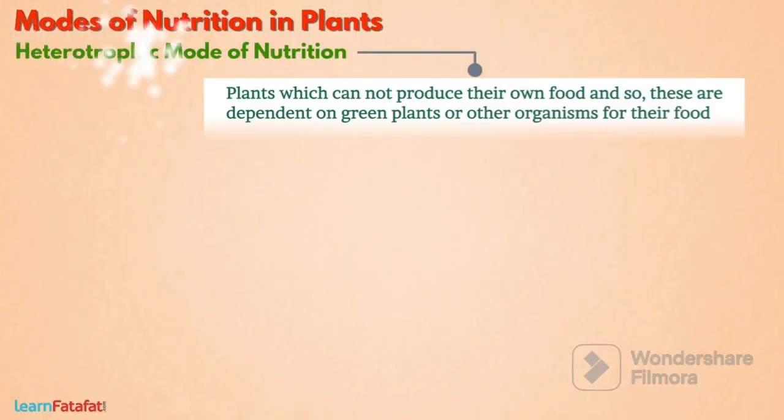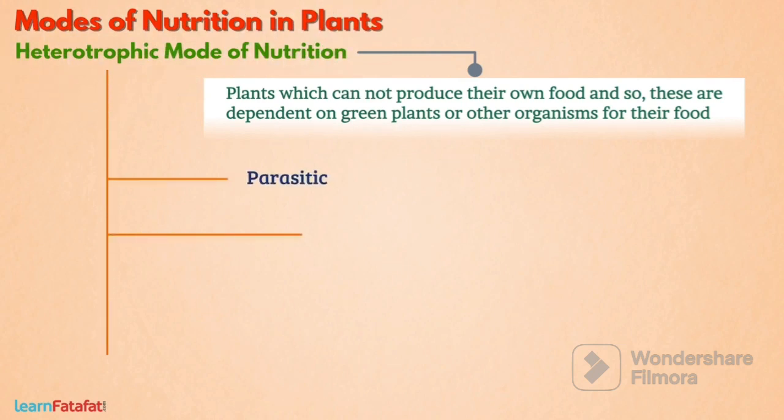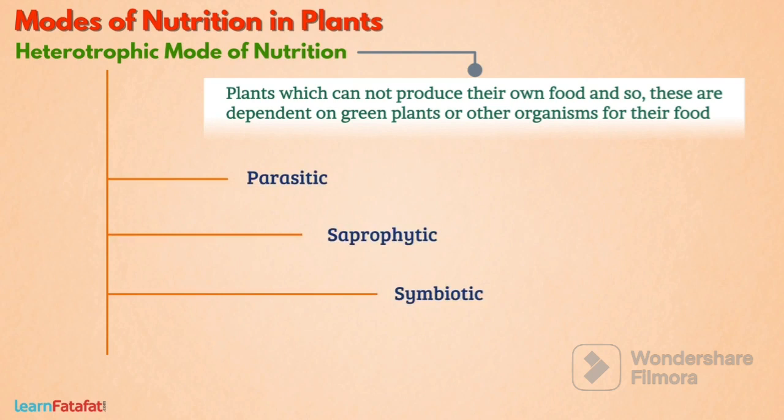Called heterotrophic mode of nutrition. Heterotrophic mode of nutrition could be parasitic, saprophytic, symbiotic, or insectivorous. Let's have a closer look over each of them.